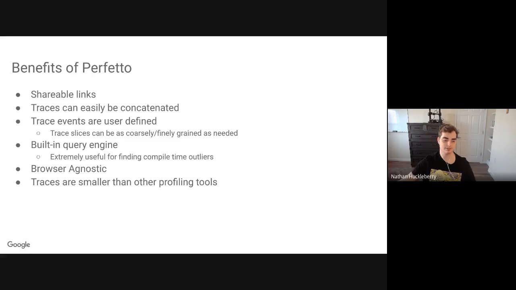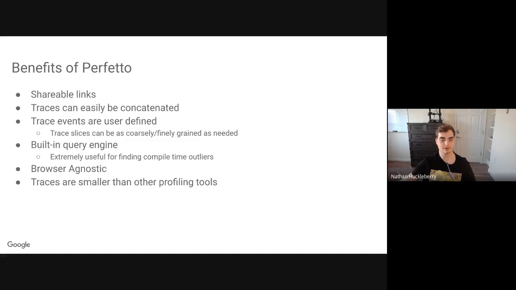The traces can also be easily concatenated. So if you have 2 traces and you want to append them together, you can just do Unix cat and call cat trace1, trace2. And then you will get one aggregated trace.